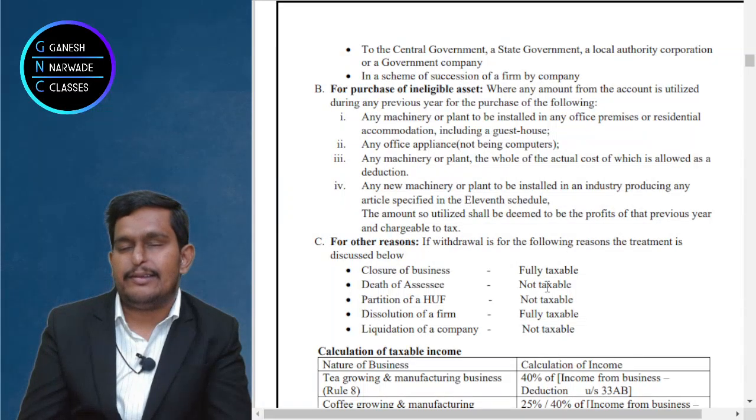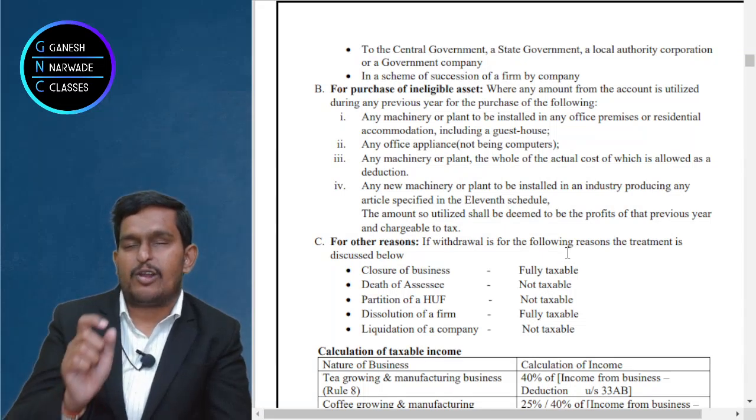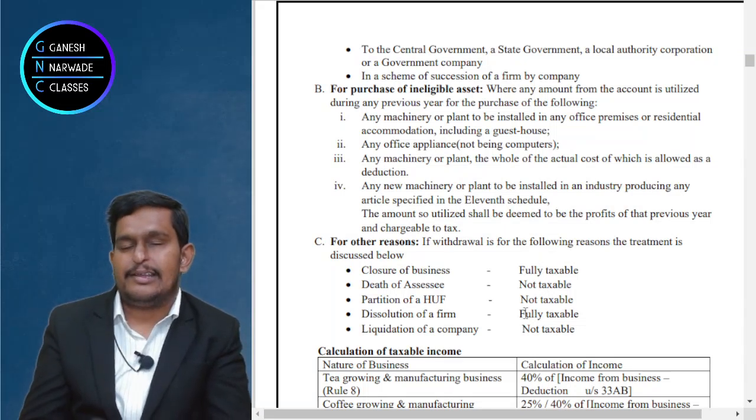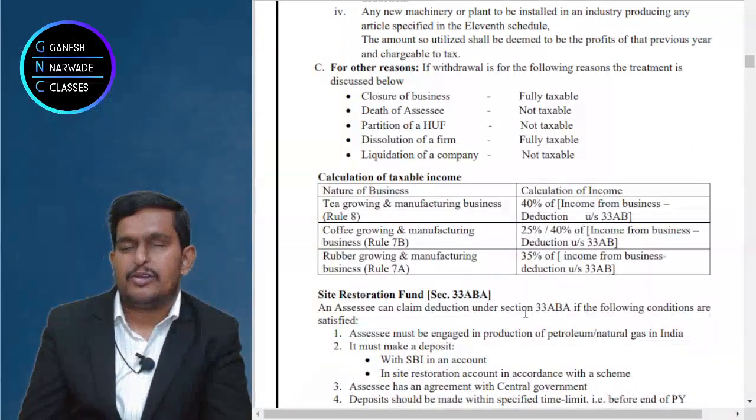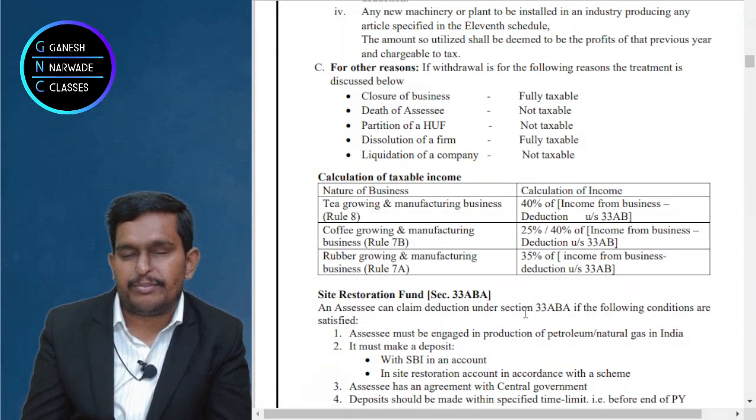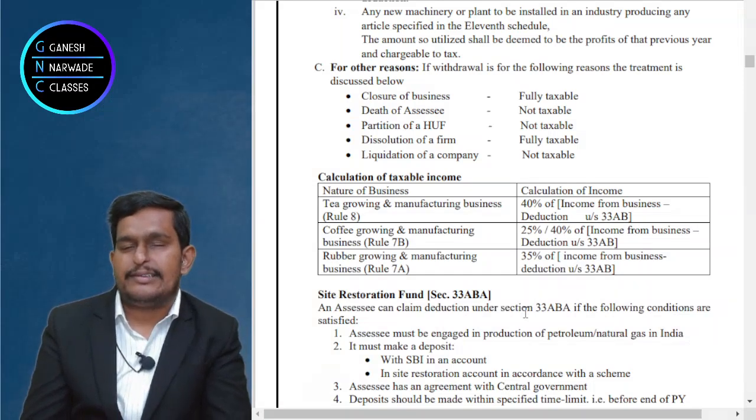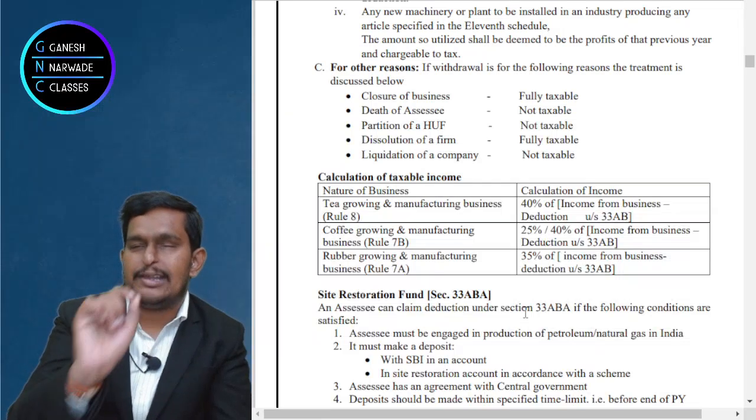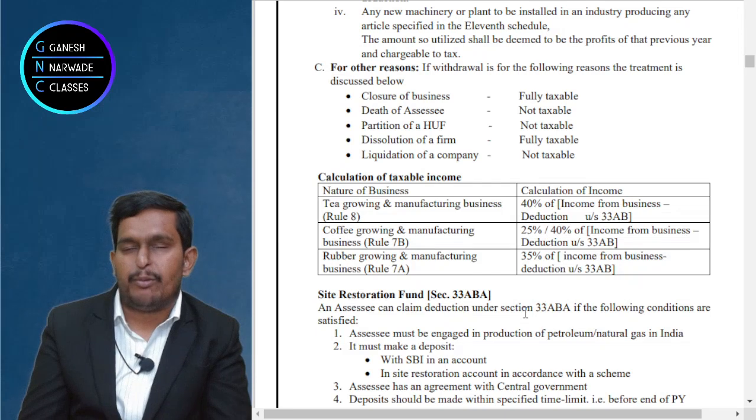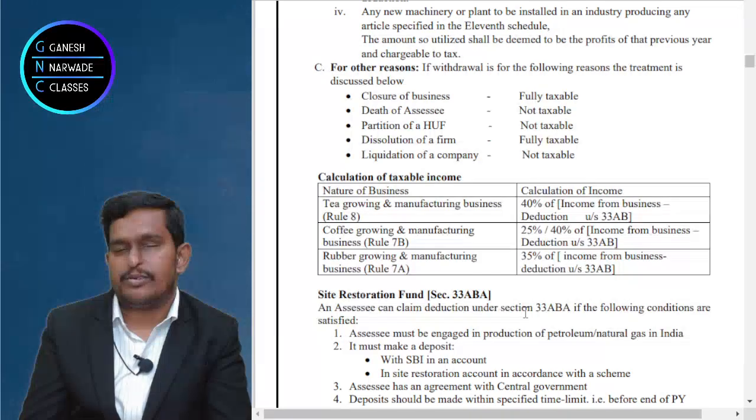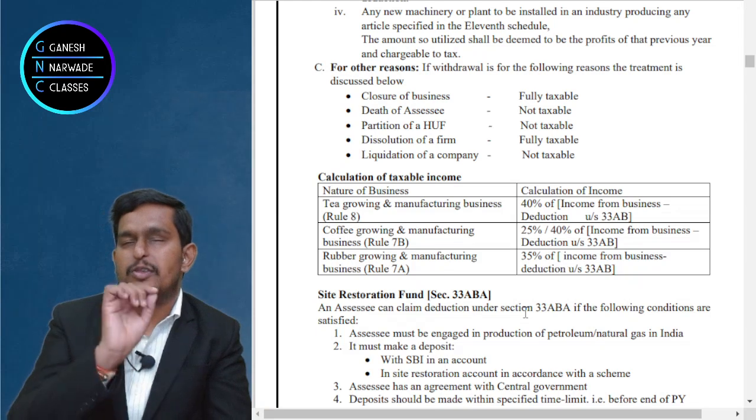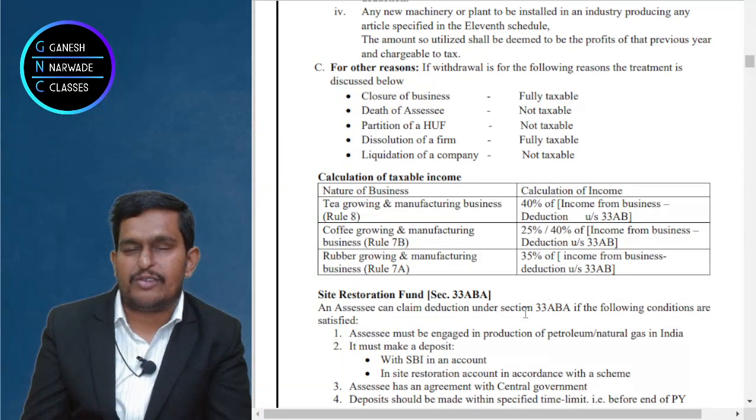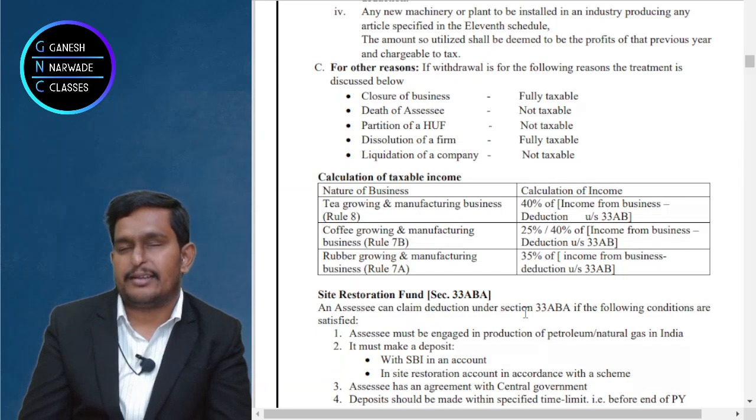Now eligible, ineligible understood. Sometimes you can withdraw the money for other reasons, like if you are closing down the business or there is a dissolution of the firm, then what will happen? Entire amount withdrawn at the time of closure of business or dissolution of firm is fully taxable. But suppose if it is partition of HUF, liquidation of company, or death of the assessee, then the amount withdrawn is not taxable. The amount withdrawn from the deposit is not at all taxable.